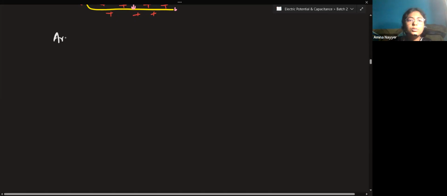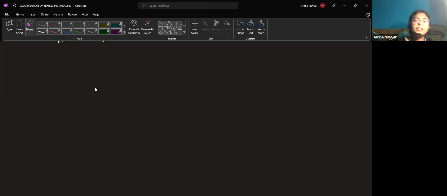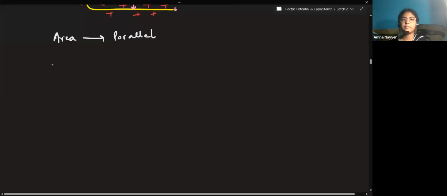Now, if a dielectric slab gets introduced, there are two methods you have to identify. If the dielectric slab gets filled completely, and you see the area getting divided, then they are connected in parallel. And if you see the distance between the plates getting divided, then they are connected in series.